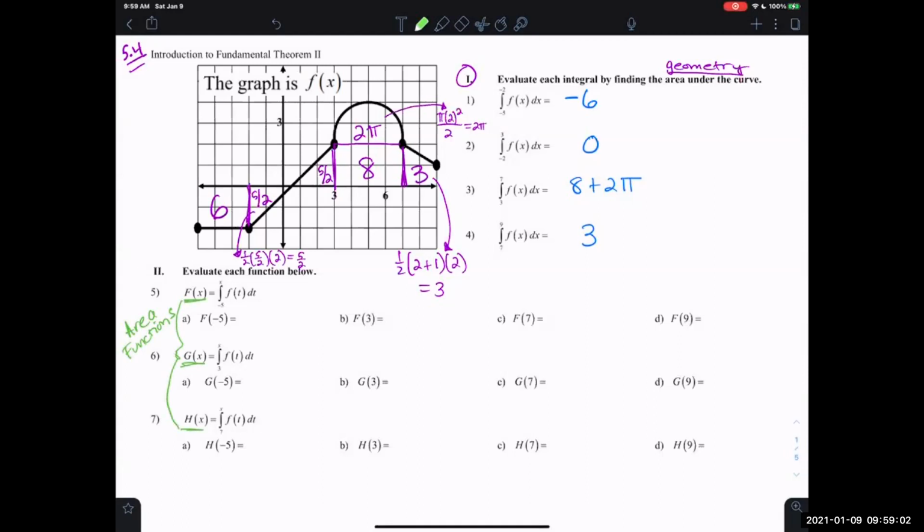If we start with capital F and we look at the integral that is set up, notice that all of the capital F of x area functions start with a lower bound of -5. That is our starting point. If we move down to G of x, our starting point here is 3 for all capital G of x functions, still referring to the same picture. And then finally H, all of those will start with a lower bound of 7.